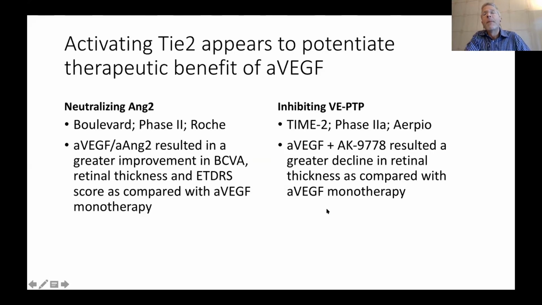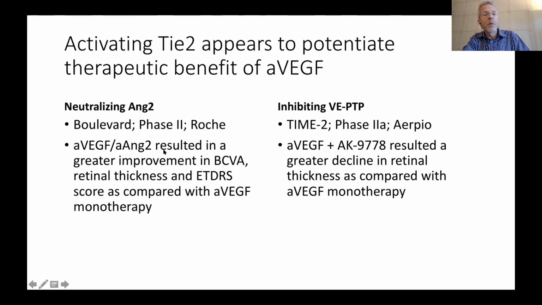Okay, so these basic studies have recently been translated to the clinic in a couple of exciting phase 2 clinical trials, which both indicate that activating Tie2 appears to potentiate the therapeutic benefit of anti-VEGF. For instance, one study done by Roche, a phase 2 study called Boulevard, combined anti-VEGF with anti-Ang2. Remember, that's the negative regulator of Tie2, so that's a way to activate Tie2.